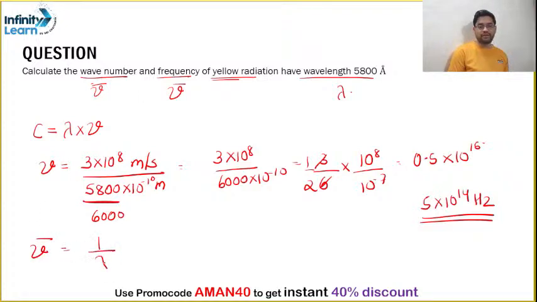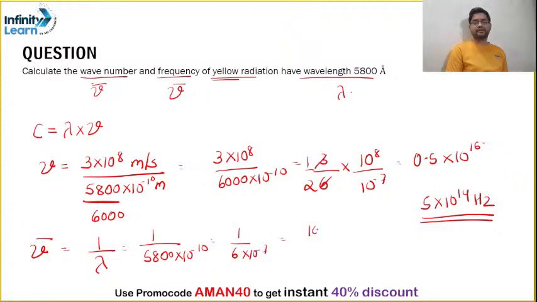What is wave number equal to? It will be 1 by lambda. That is equal to 1 by 5800 into 10 raised to minus 10, right? Let us again approximate it as 1 by 6 into 10 raised to minus 7. So that is 10 raised to 7 by 6. So that will be something around 1.33 into 10 raised to 6. Clear? So that is the answer.